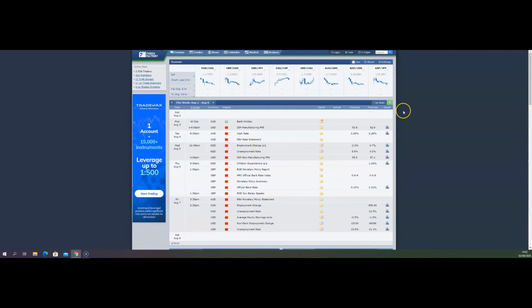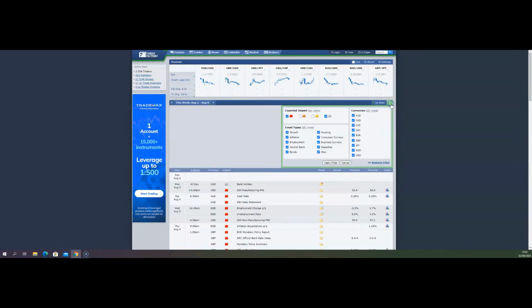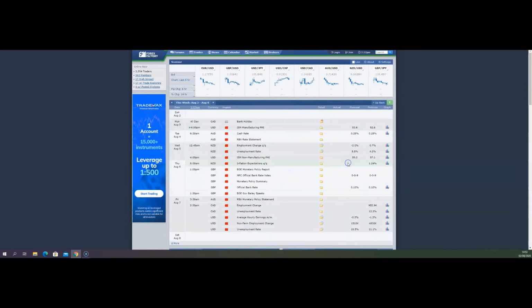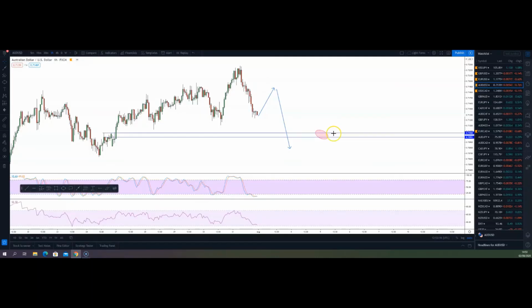Forex Factory, I filter mine, so there's a filter button here, and I just look for bank holidays and high impact. I'm not so worried about medium and low impacts because it rarely makes a difference, and if it does, it's only for a short period of time. So just remember, we've got NFP this Friday. We've got a lot of monetary policy summaries and unemployment rates, so be really careful this week.